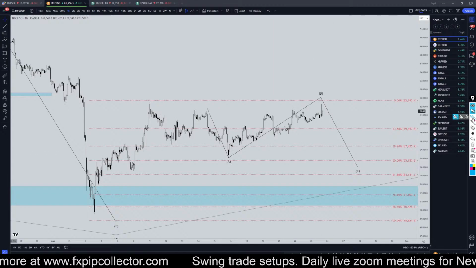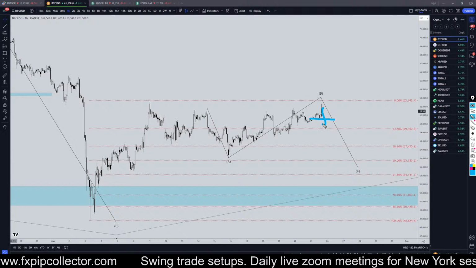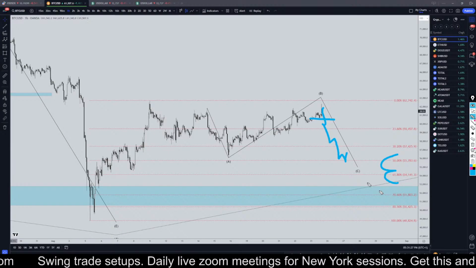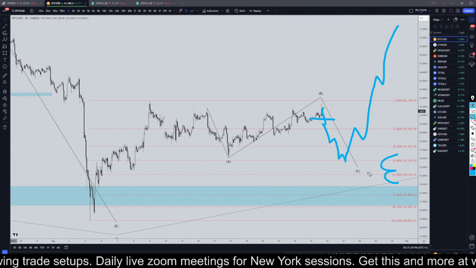So I think Bitcoin is going to go down. I think it's going to break structure. Overall, I'm definitely very bullish on Bitcoin, but I think it needs to go down to one of these fib levels before it actually does end up continuing the uptrend.